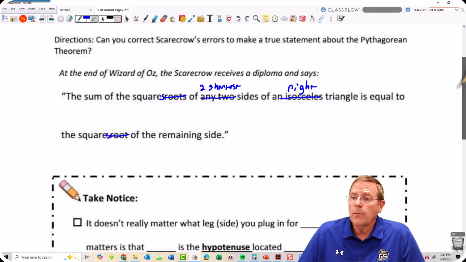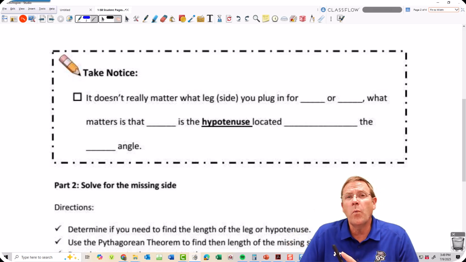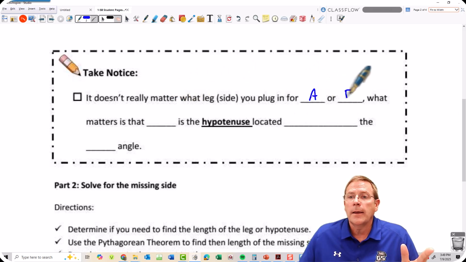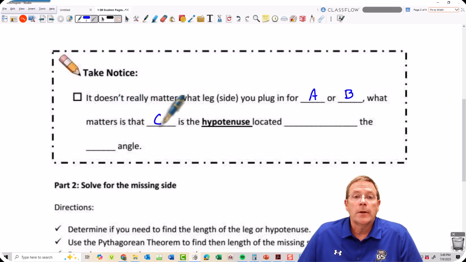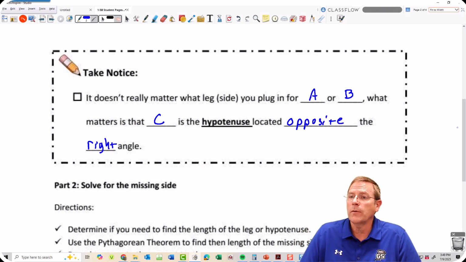So now we're going to scroll down here a little bit, and we're going to do our take notice, and we're going to say it doesn't really matter what leg you plug in for A and B. What matters is that C is going to be the hypotenuse, and the hypotenuse is always located opposite the right angle. Very important concepts for you to remember and focus on as you work through these problems.